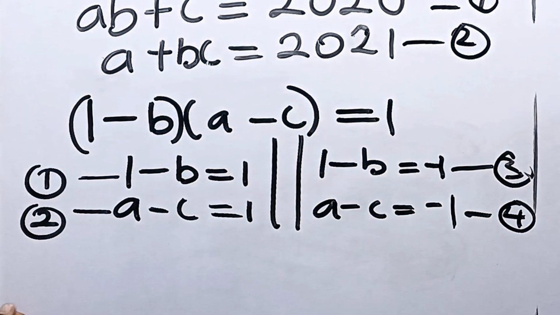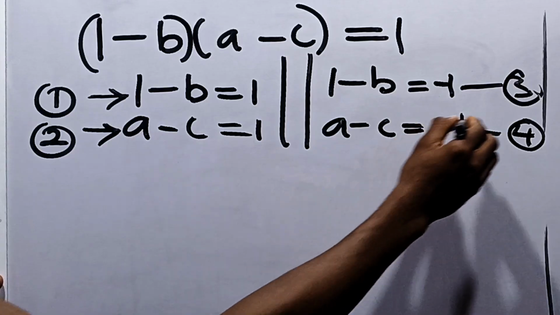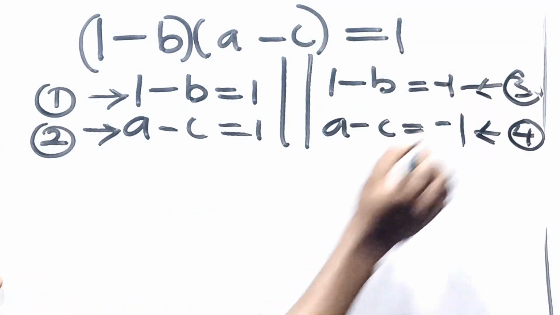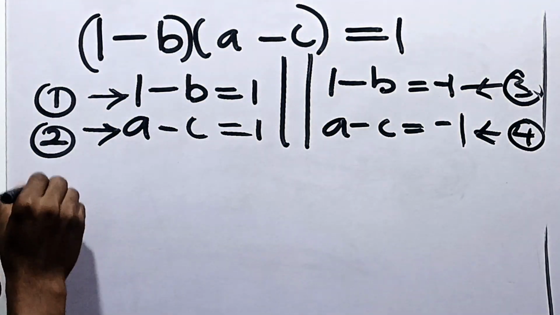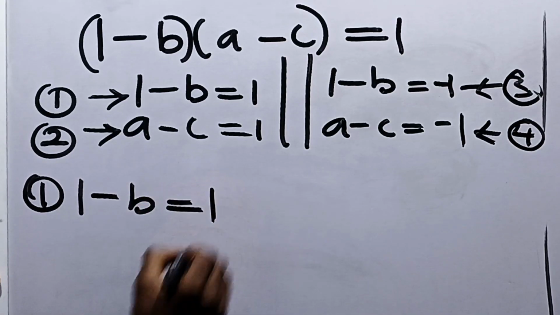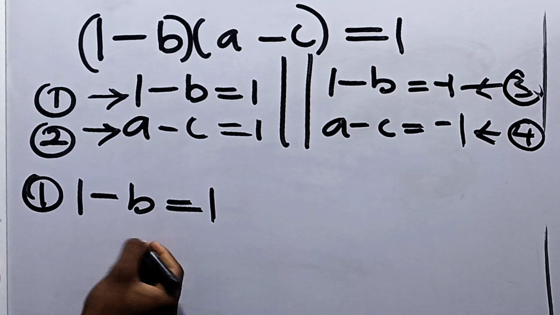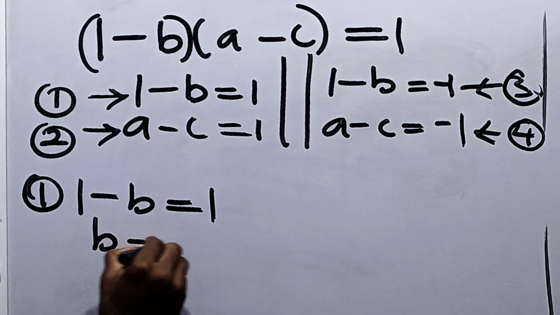Now, for the first condition, we have 1 minus B is equal to 1. From here we can see that B is equal to 0. So B here will be equal to 0.